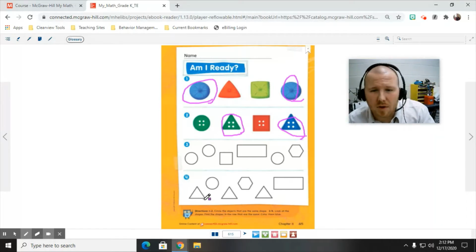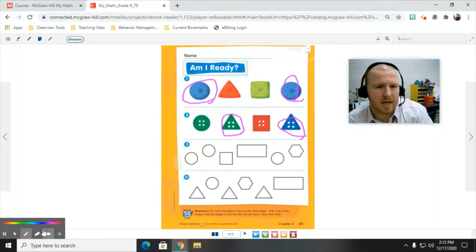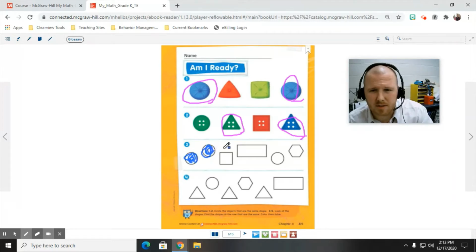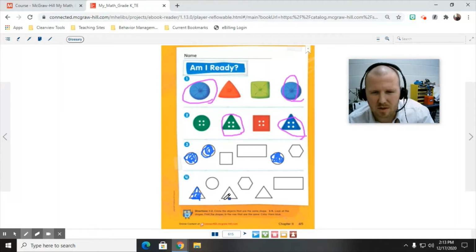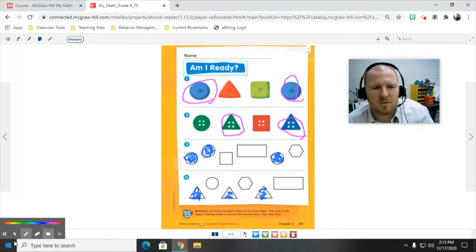We knew that. So for number 3 and 4, it says look at the shapes and find the shapes in the row that are the same and color them blue. Okay, so I need to get blue. There's a couple of shapes on here, but I know that this one and this one are the same. This one is the same too, and the other ones are different. So we got the ones that are alike. Circle. There's no other circles on there this time. These ones kind of stuck out in my mind. So there's a triangle here, triangle here, triangle here. Good. Let's move on to the next one.